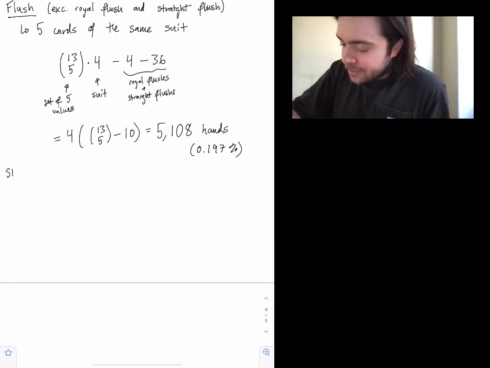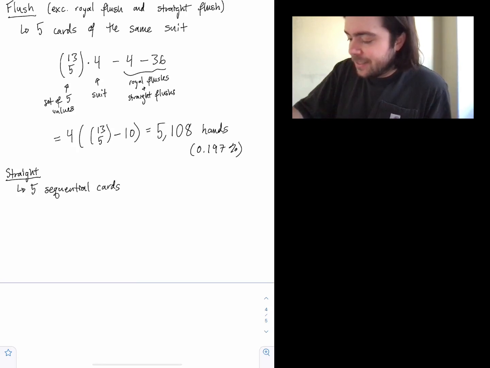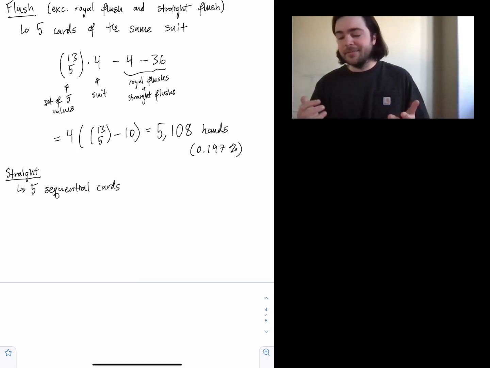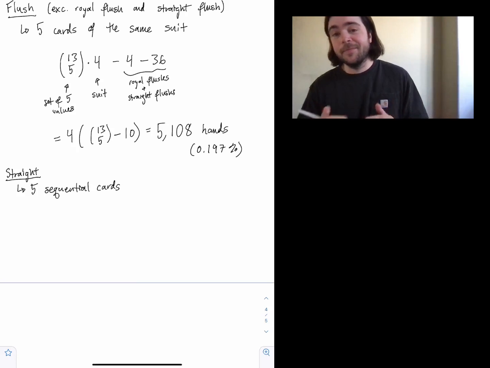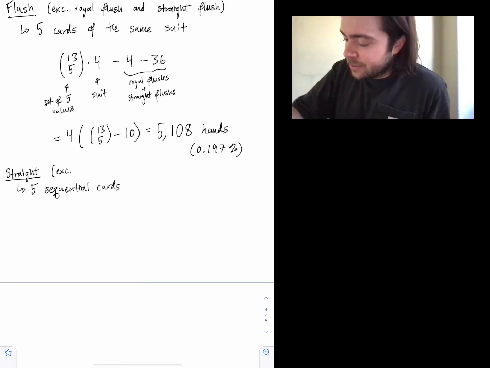All right, next one is called a straight. What's a straight? It's just 5 sequential cards of any suit. We don't care about suit here. So it's kind of nice. Flushes, you only care about suit. They have to be the same suit. Straights, you only care about value. They have to be sequential in value. Okay, so this is excluding, of course, the royal flush, which is also a straight, and straight flush.